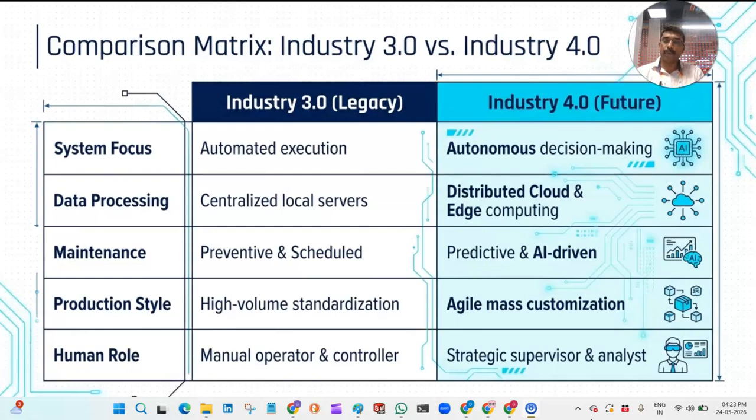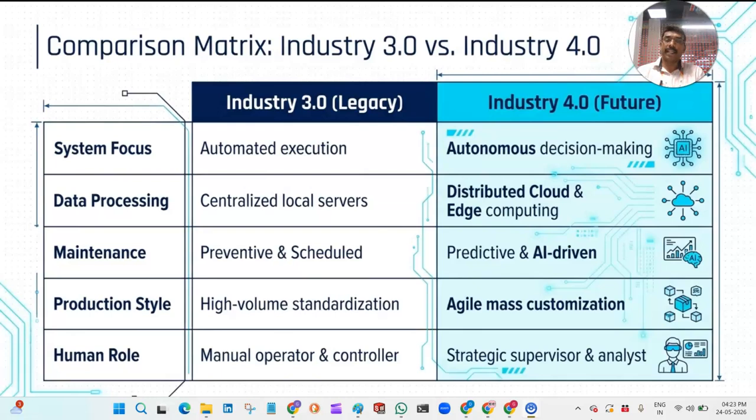And if you see the data processing, for Industry 3.0 it was done by centralized local servers, which collect the information from all the sensors and physical systems in a centralized manner. Whereas for Industry 4.0, all the data processing activities are distributed, either through the cloud or through the edge computing process.